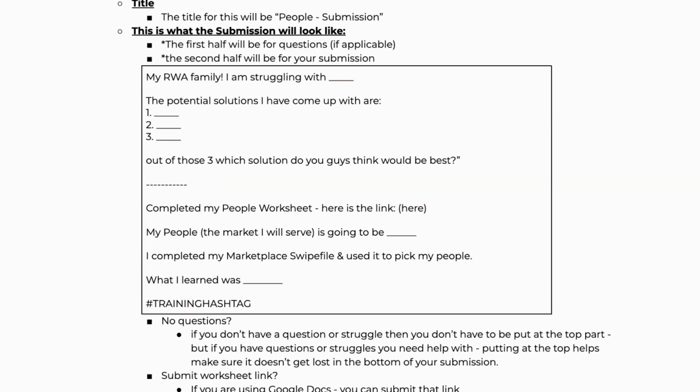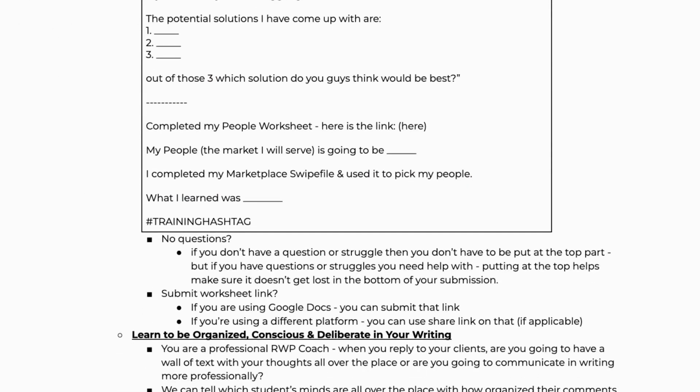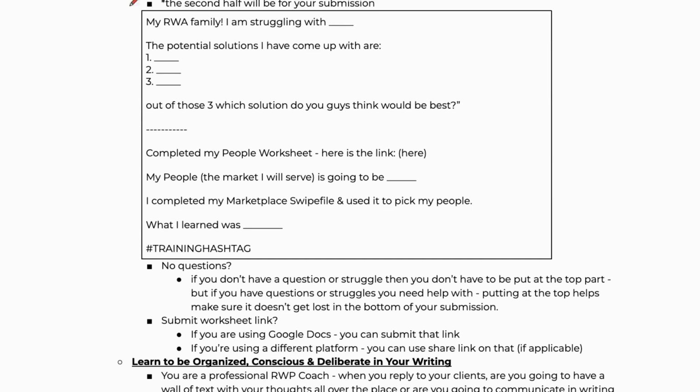Now, a couple points on this. If you do not have any questions or struggles, then you do not have to put this top part. You can just put, hey, RWA family, here's my people submission. I don't have any questions or struggles at this time. Here's my completed worksheet. If you don't have any questions, you do not have to put that top part.